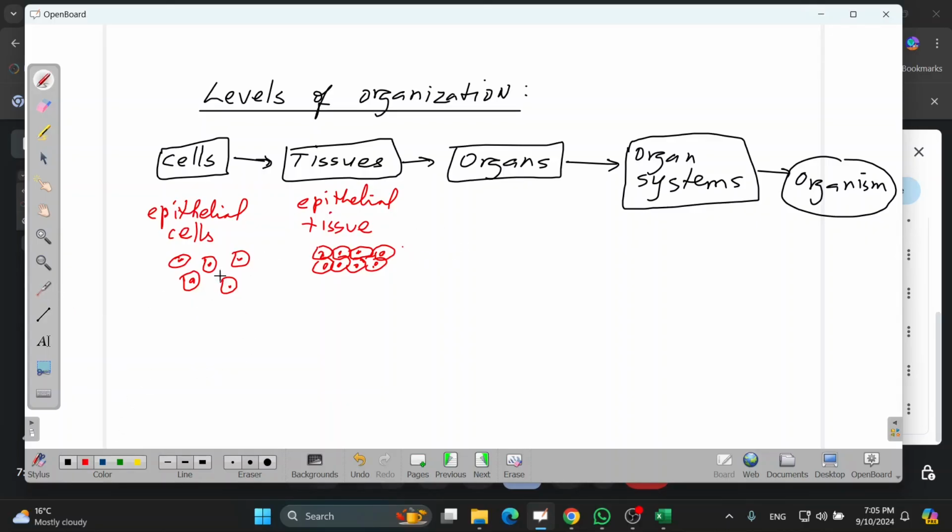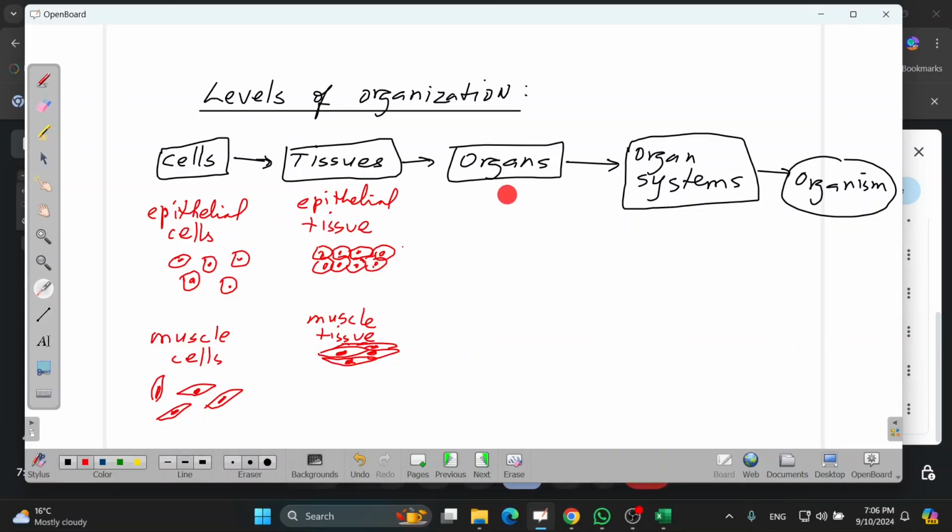And then, just to make another example here, epithelial cells, and then we have muscle cells. Right? Muscle cells, which look like this, you see, like this, long cells. Single muscle cells do nothing. They are useless. However, when they group together, they form a tissue that we call muscle tissue. That one is very important because that forms your muscles. Right? Muscle tissue.